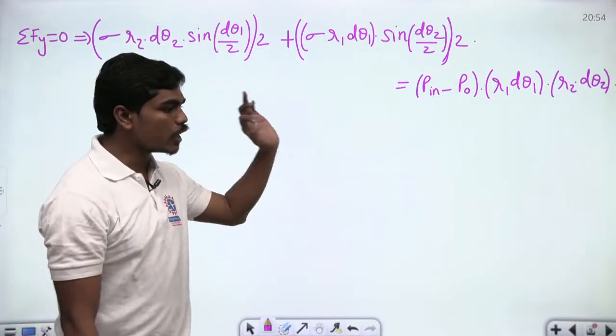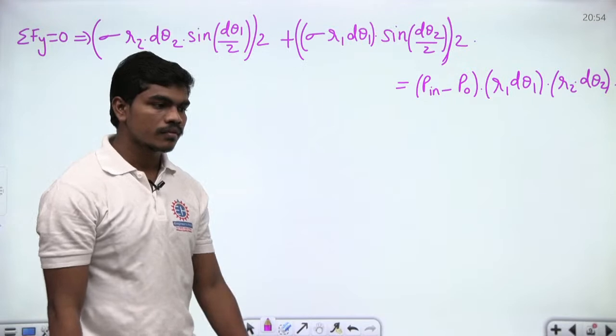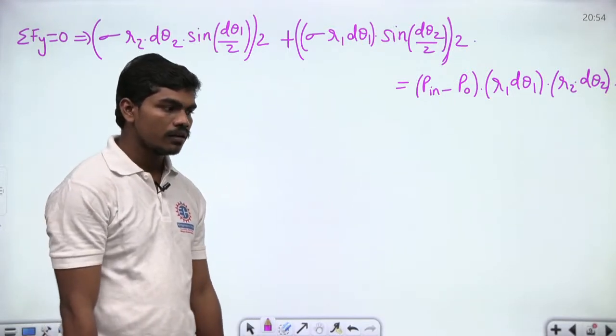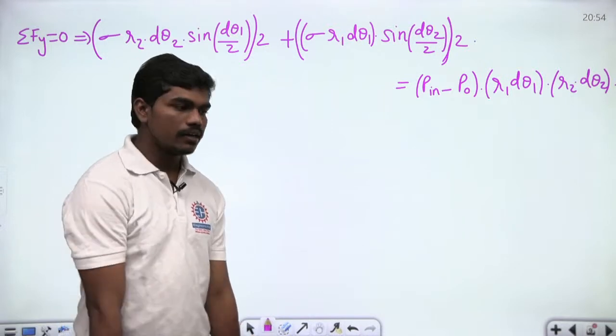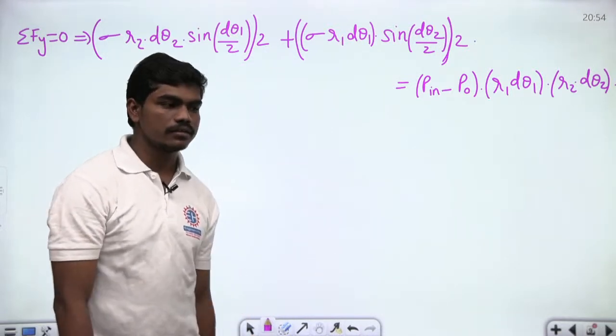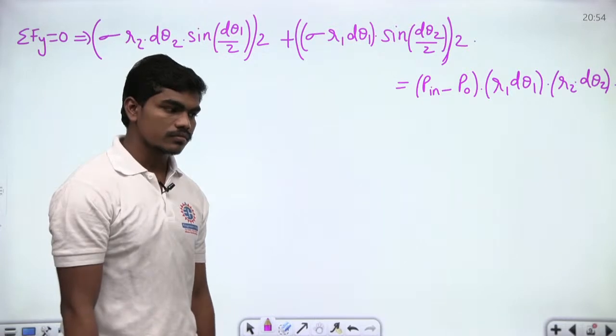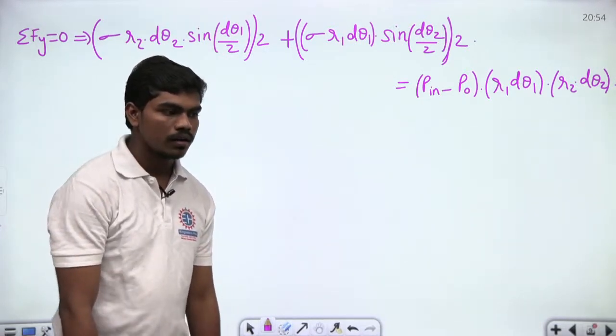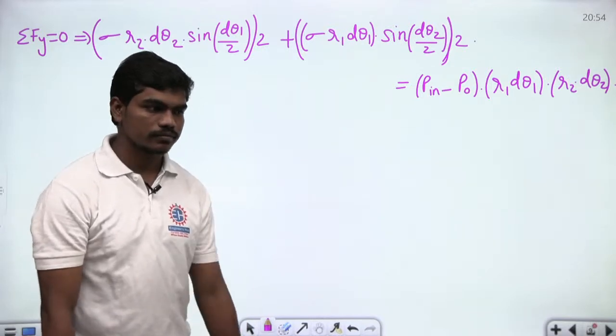Is that clear? Are you all clear? How did we write this equation? Are you all clear till this moment? Yes or no? So please do respond. Are you all clear till this point?